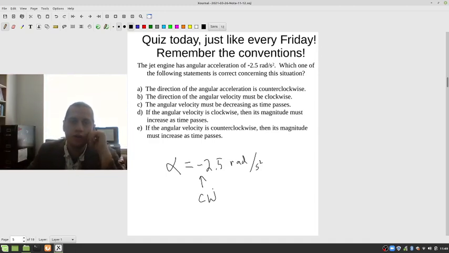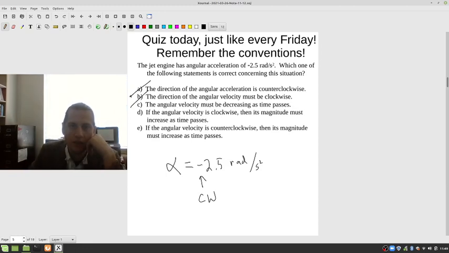And it says, which one of the following statements is correct concerning this situation? It says, the direction of the angular acceleration is counterclockwise. The minus means that it's clockwise. The direction of the angular velocity must be clockwise. Don't know about that. We aren't told anything about the angular velocity. We know about the angular acceleration. So, unknown.